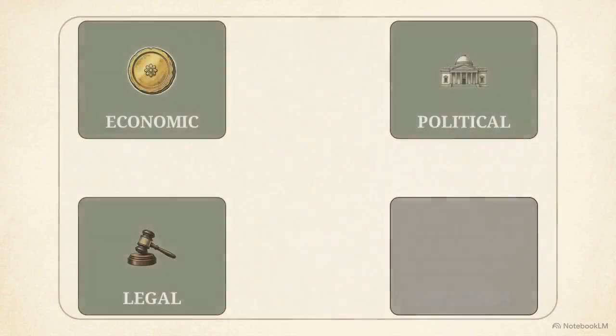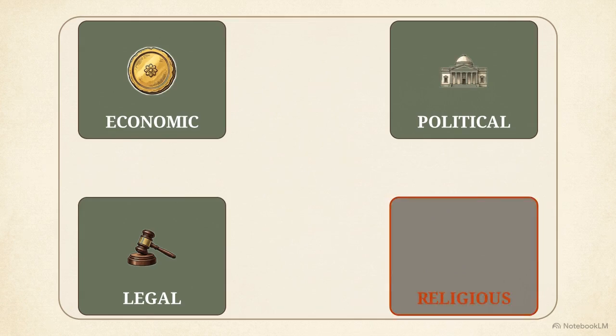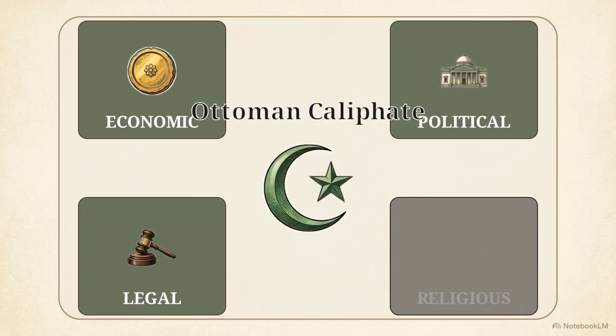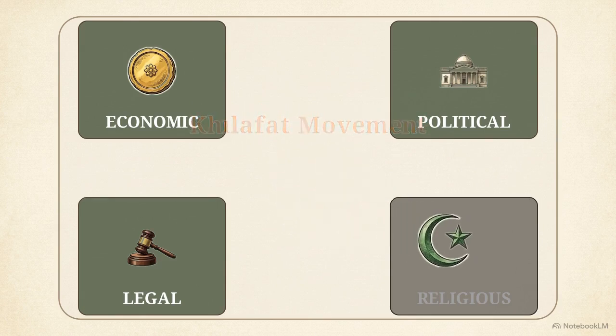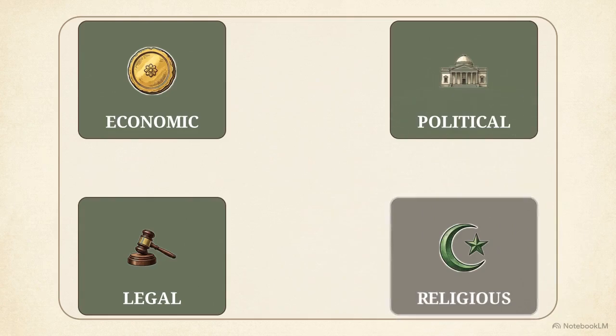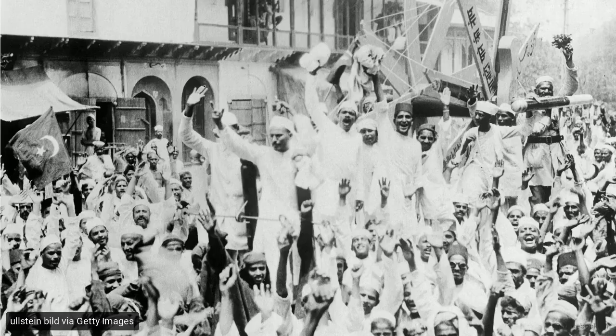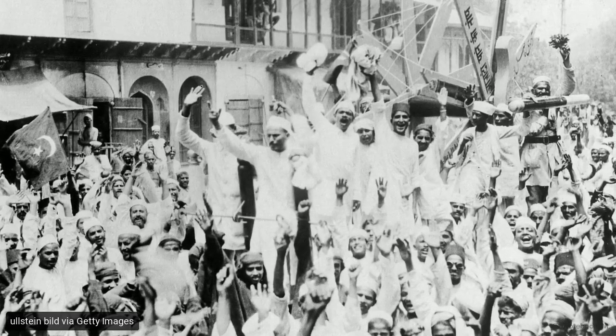The final pillar is religious. Following the First World War, the British dismantled the Ottoman Empire. In response, Indian Muslims initiated the Khilafat movement to protest the removal of the Ottoman Caliphate, an issue of deep religious significance. Gandhi recognized that the Khilafat grievance aligned with the broader anti-imperialist struggle.